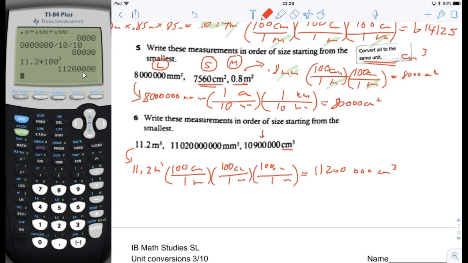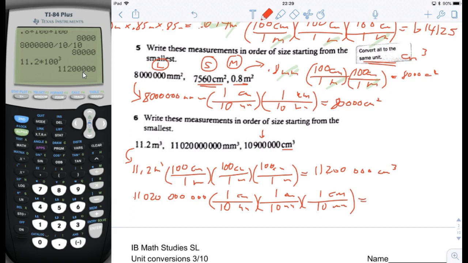And the second one is millimeters cubed. So it's 11,020,000,000. I'm going to multiply this by three dominoes with millimeters in the denominator, because we want to get rid of the millimeters cubed. And in the numerator, we're going to have centimeters, because we want to change everything to centimeters. And so how many millimeters in a centimeter? 10 millimeters per centimeter.